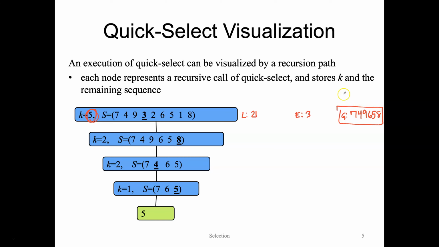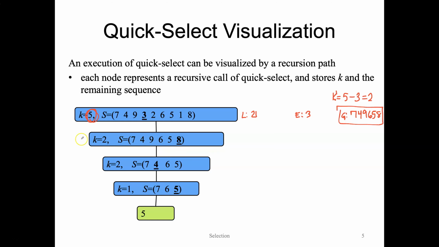Why 2? We started off looking for the 5th smallest item, and then we just got rid of 1, 2, 3 items, how many items we had in L and E. So what we're trying to find when recurring in G is the 2nd smallest item in G. The 2nd smallest item in G is the 5th smallest item in this entire sequence S. So recurring in G, this is now how we get the sequence 7, 4, 9, 6, 5, 8 here.